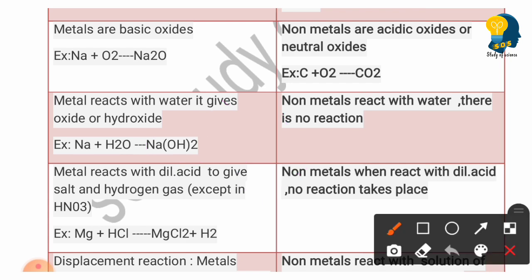Similarly, when a non-metal reacts with water, we cannot see any kind of reaction.